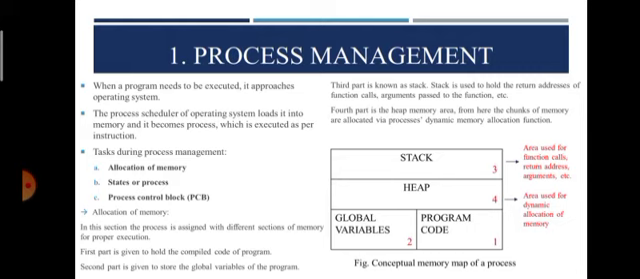So the third part is known as a stack. This stack is used to hold the return addresses of function calls, arguments passed to functions, etc. The fourth part is the heap memory area. From here, chunks of memory are allocated to processes via dynamic memory allocation functions. So here, the fourth part is the heap memory area.